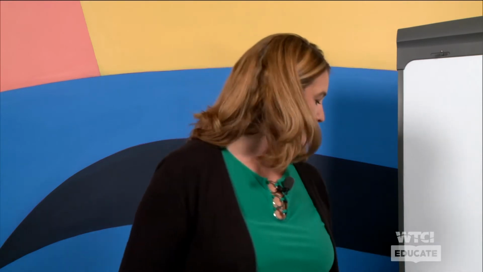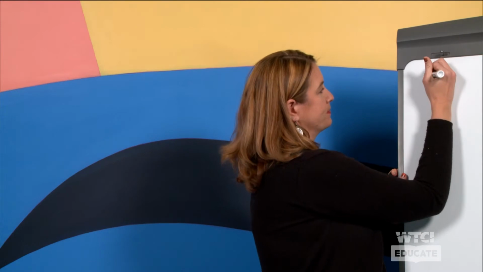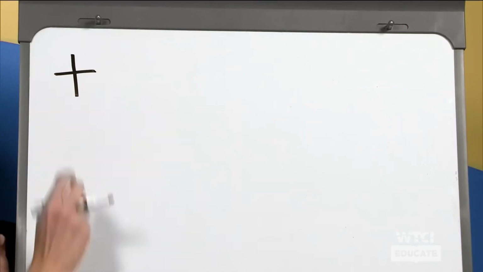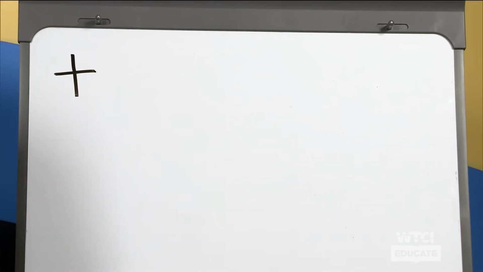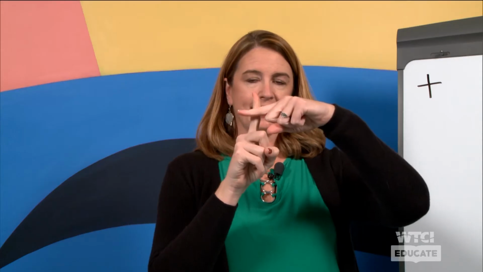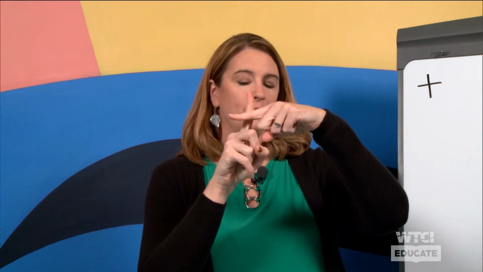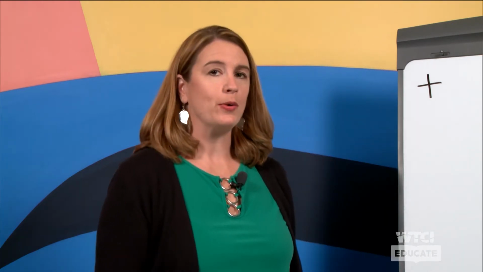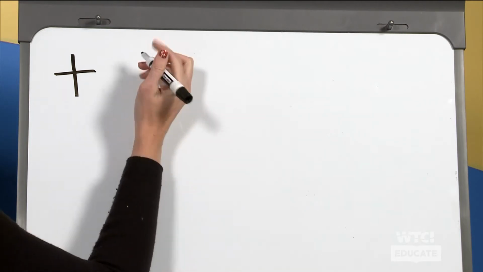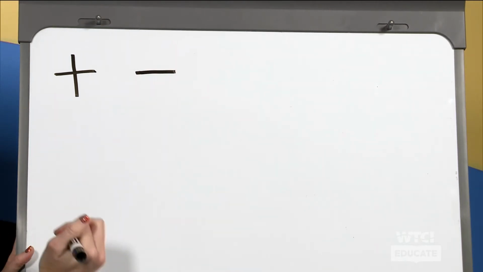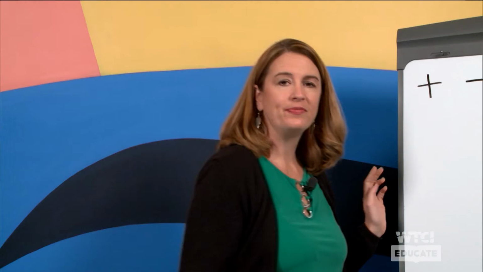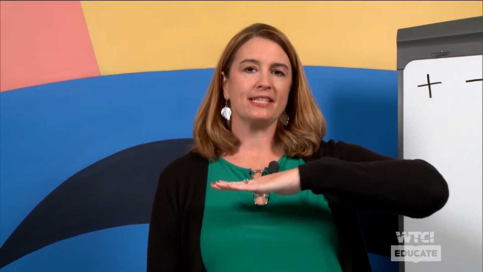Some of these pictures are going to represent addition story problems. And when I think about addition, I think about the plus sign. I can make a plus sign with my hands like this. A part plus a part equals a whole. Some of these pictures are going to represent subtraction. For subtraction, I use a minus sign as my symbol, and I can make that with my hands also. When we subtract something, part of it goes away.